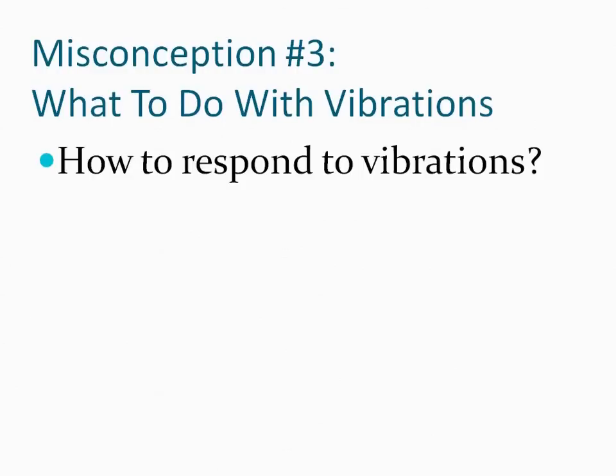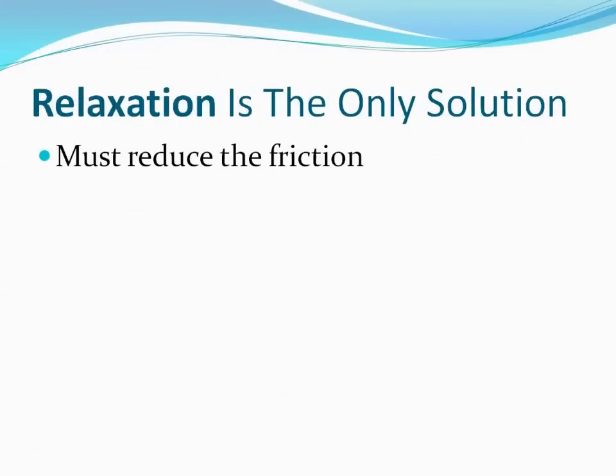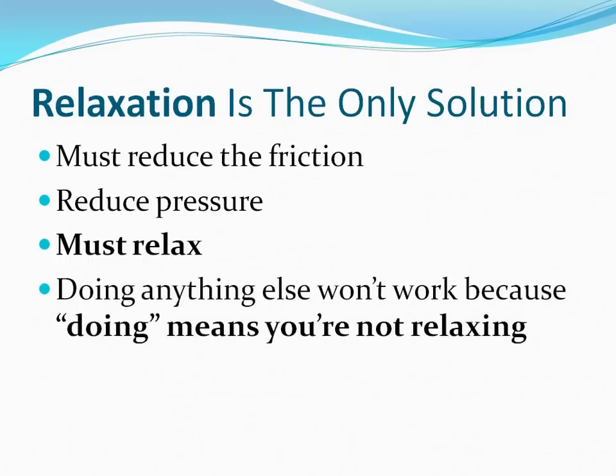For instance, Robert Monroe wrote that you should try to sweep the vibrations up and down your body before separating. Is this good advice or not? The only way to reduce vibrations is to reduce the pressure that causes vibrations, and that means relaxing. If you reach vibrations and then try to do anything, whether it's running vibrations up and down your body or anything else, then the one thing you're not doing is relaxing. And relaxing is the one thing you need to do when you have vibrations, because the only way to release friction is to relax. No other solution will work.